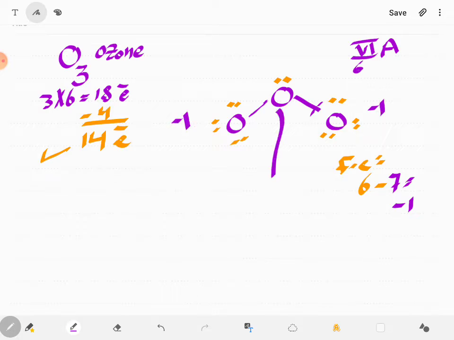But what about the one in the center? Formal charge: we say 6 minus how many electrons it has? Look, 1, 2, those 2, and here 3 and here 4. Only those around it. 6 minus 4 equals 2. So the oxygen here has plus 2.